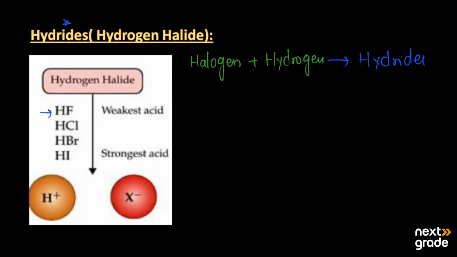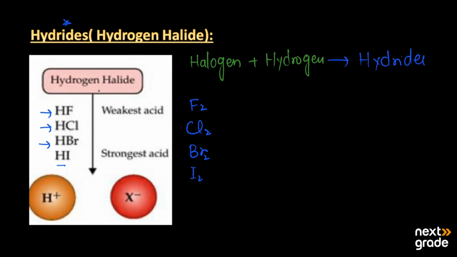It is HF, because the first halogen is fluorine, so it produces hydrogen fluoride. When it reacts with chlorine, it produces hydrogen chloride, that is HCl. Then when it reacts with bromine as Br2, it produces hydrogen bromide, HBr. And when it reacts with iodine as I2, it forms hydrogen iodide, HI.